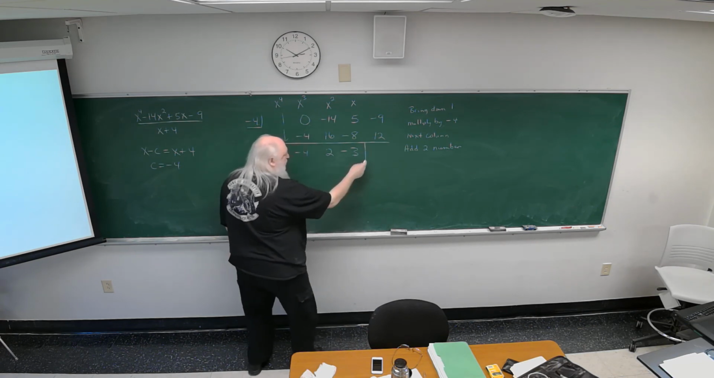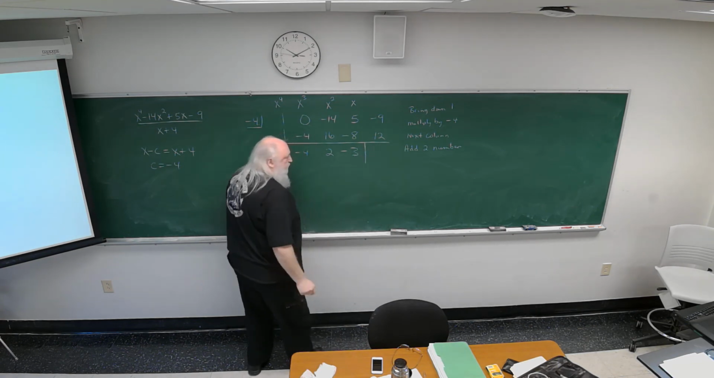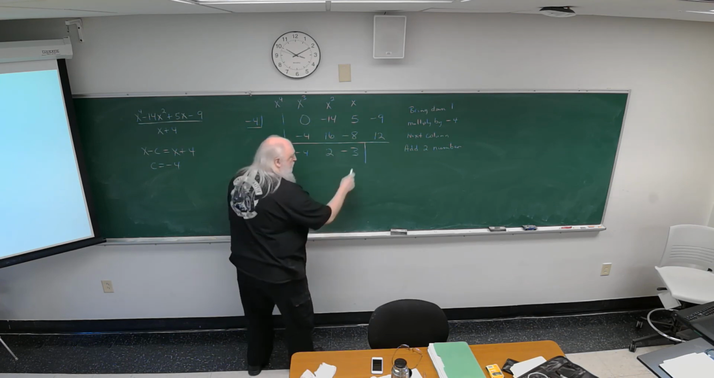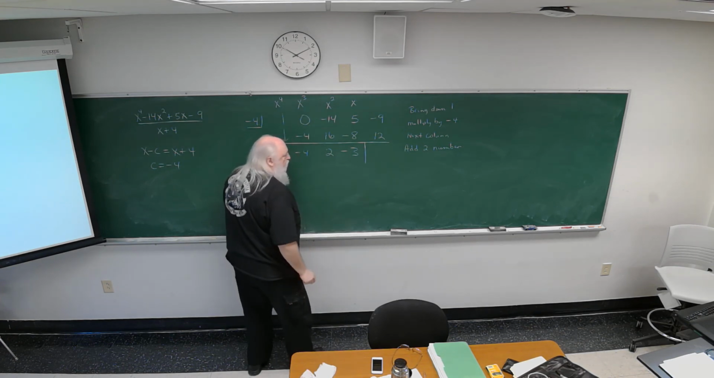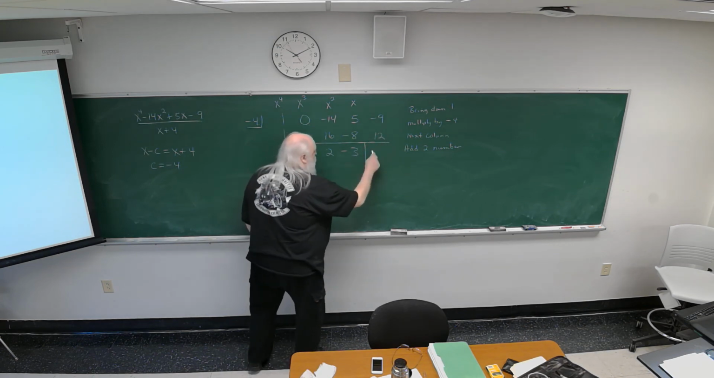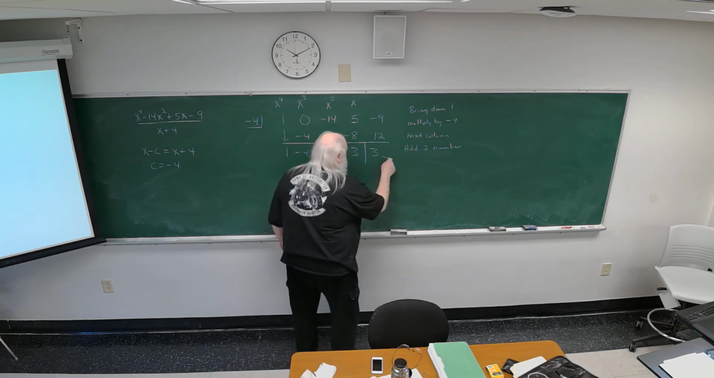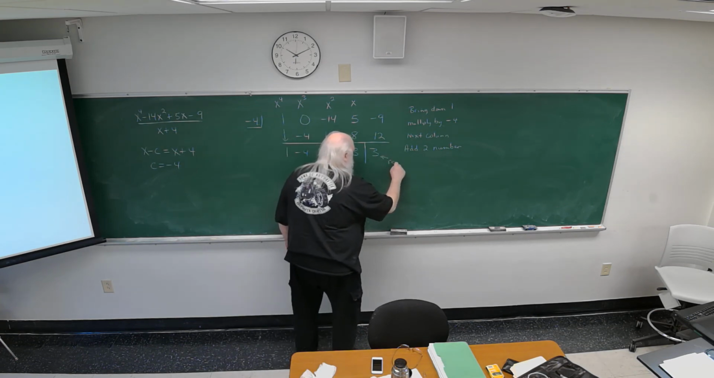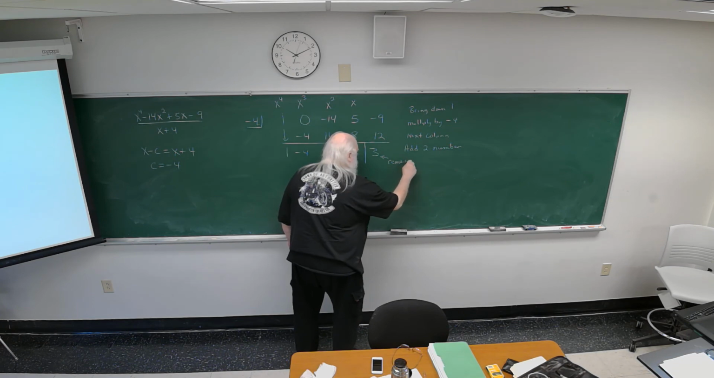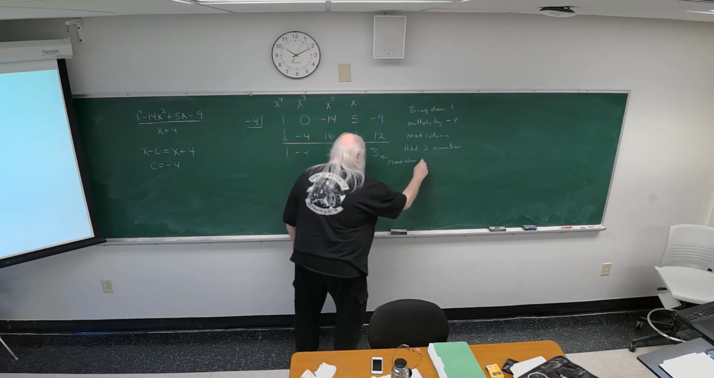Now I'm going to put a box in the last column, the last position in the last row, because that's where the remainder goes. -9 plus 12 is equal to 3. So 3 is the remainder R. Okay?